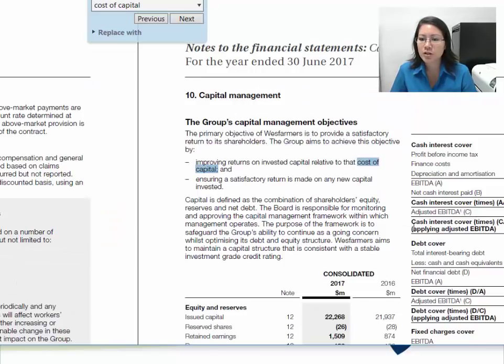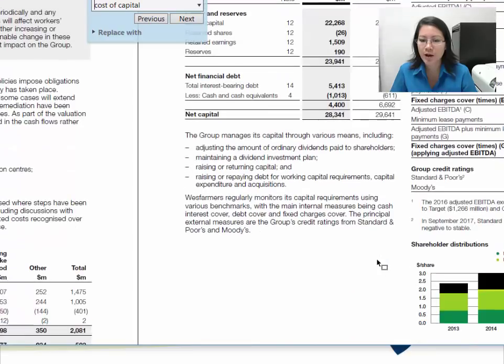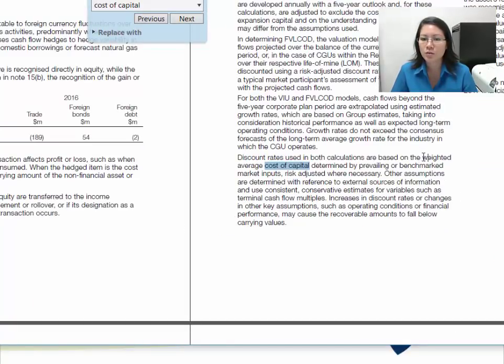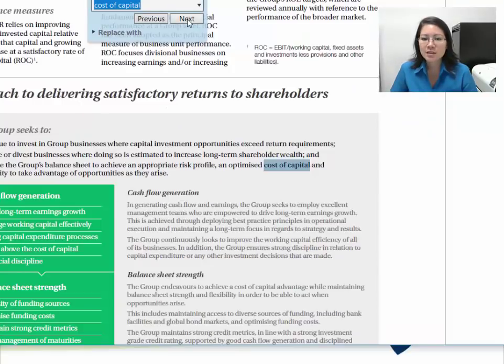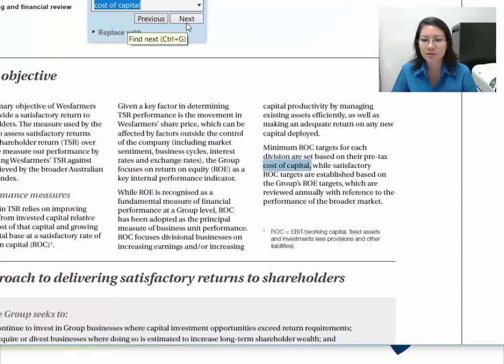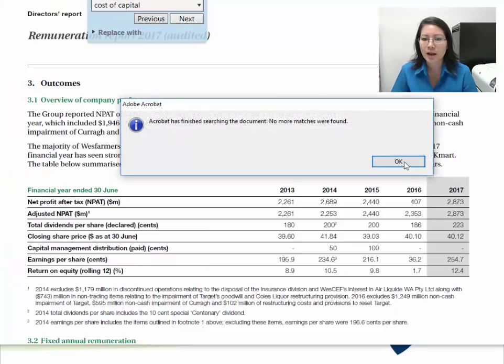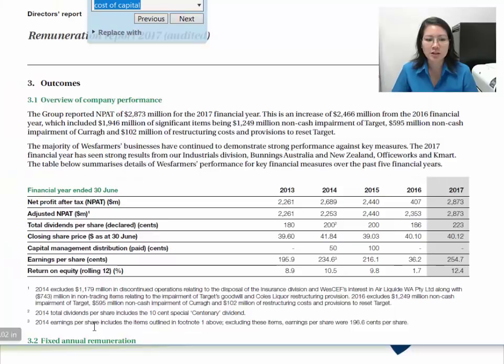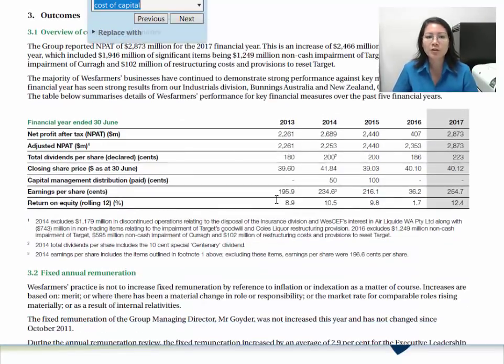So they do tell us a little bit about cost of capital, but I can't see a figure. Let's go next. They use a weighted average cost of capital. This is their WACC, the WACC that I'm talking about. They haven't told me what it is yet. Invest above the cost of capital. That doesn't tell me the actual percentage figure. Okay, so I can't find where they've actually listed their cost of capital. So I'm going to use 10%.